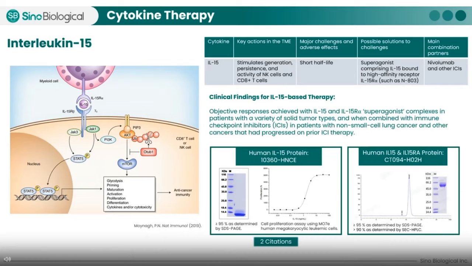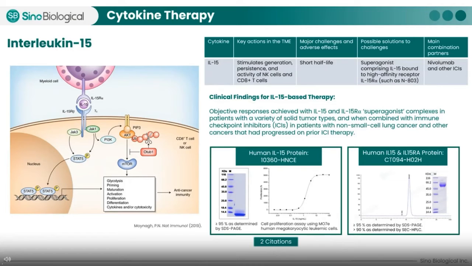Now let's talk about interleukin 15. So myeloid cells present interleukin 15 in association with IL-15 receptor alpha to the heterodimeric complex of IL-15 receptor beta and the gamma chain on CD8 plus T cells and NK cells, which recruits and activates JAK1 and JAK3, which finally results in the activation of mTOR.